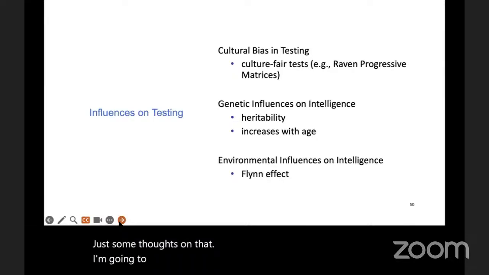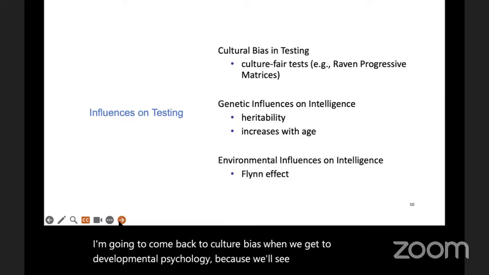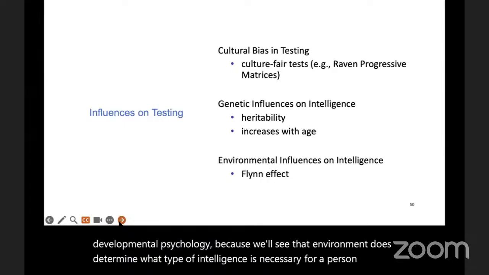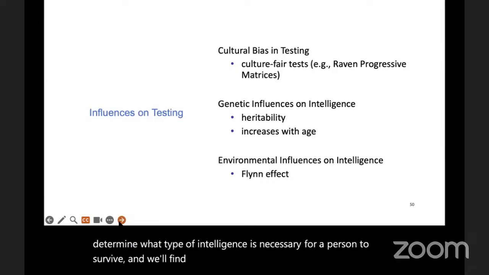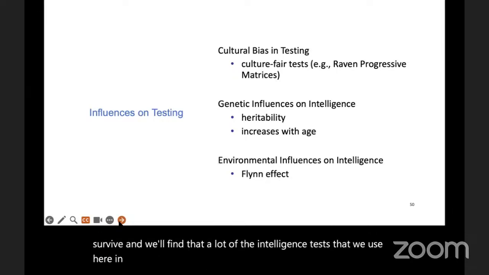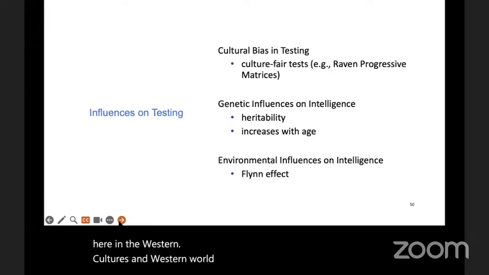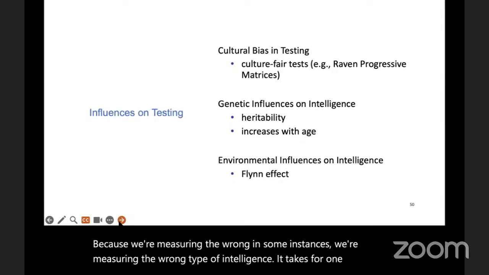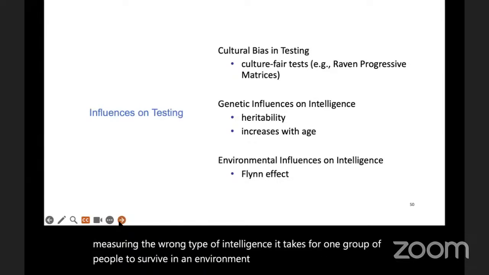I'm going to come back to cultural bias when we get to developmental psychology, because we'll see that environment does determine what type of intelligence is necessary for a person to survive. And we'll find that a lot of the intelligence tests that we use here in Western cultures and the Western world don't really apply to other cultures. In some instances, we're measuring the wrong type of intelligence, because it takes a different type for one group of people to survive in an environment versus another group.